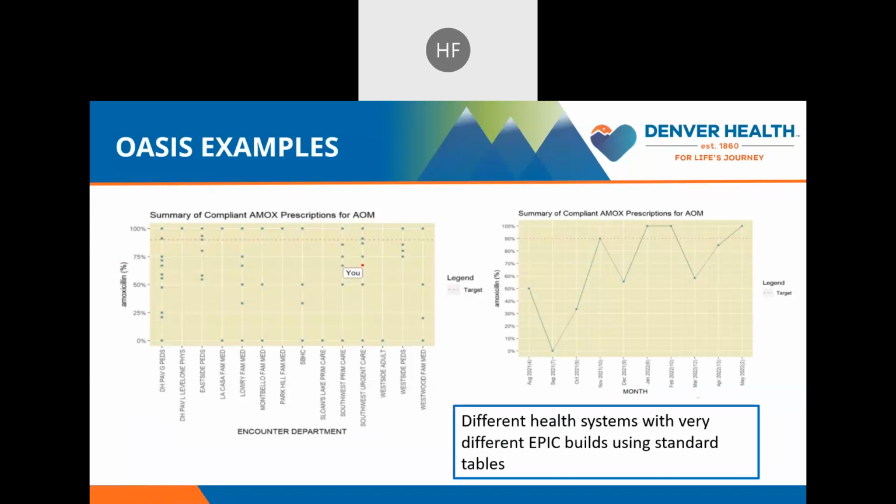Working with national stakeholders at CDC and Pew, we've changed the format of these reports a bit. So the reports that we're currently using look more like this. So providers will see a scatter plot of their prescribing. This is for first-line treatment for ear infections. It shows them where they are, which is the red dot, compared to others within their clinic, and then shows the other providers across the organization. And then also shows their prescribing over time so they can track it in a separate graph. We've implemented this now in different health systems with very different Epic builds using standard tables, and we've had good success.